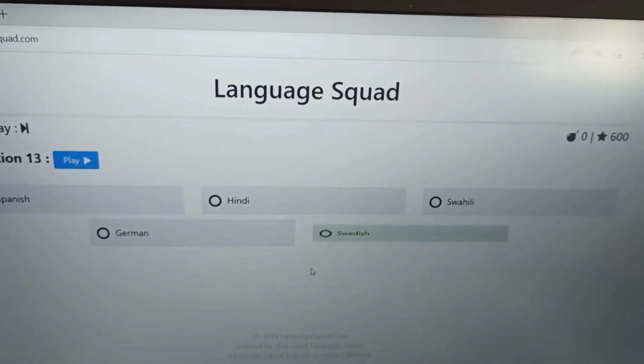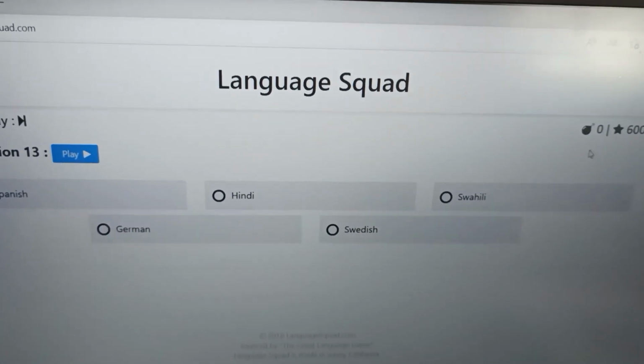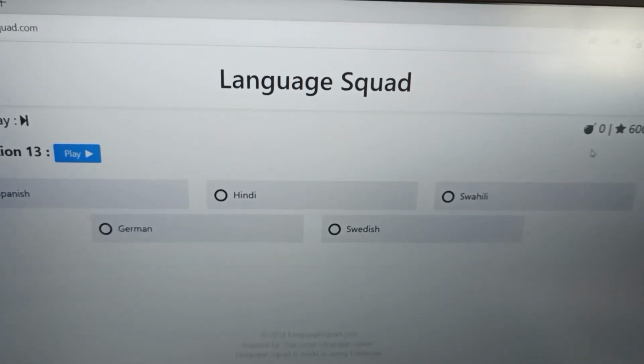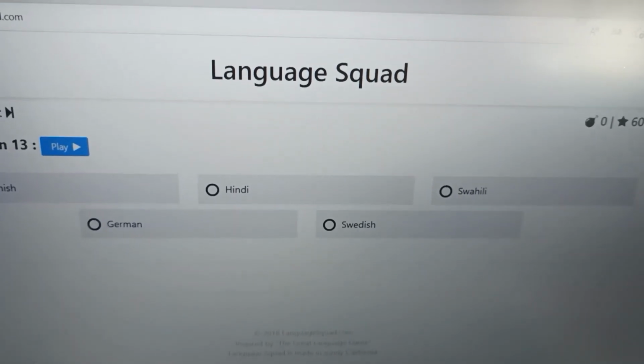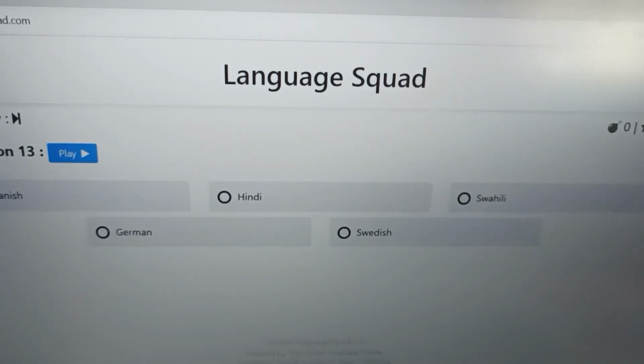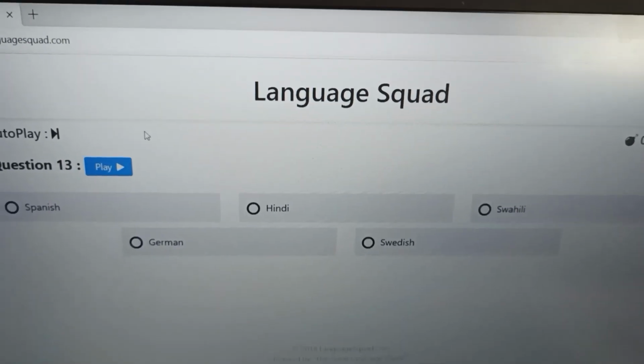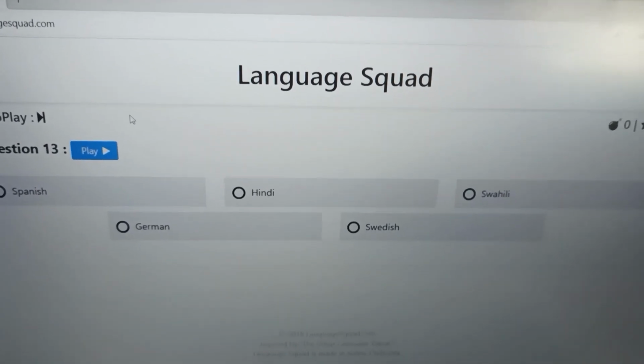So Japanese. This exercise is for beginners. Like, really, I would like to switch it to the next level. But we will play this to question 15.